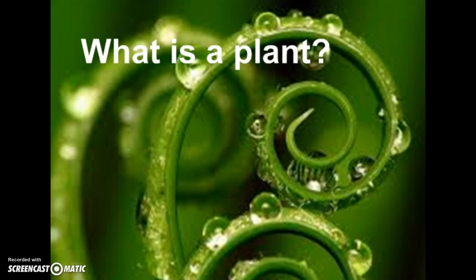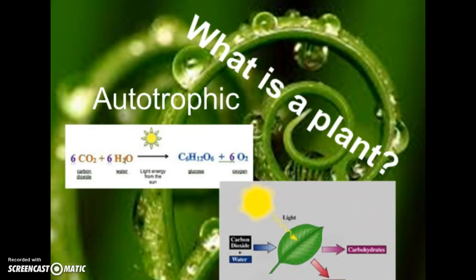First, let's look at what is a plant. How do we classify these organisms into one category called plants? First, plants are autotrophic. As you recall from earlier lessons, autotrophic means that they are self-feeding. They do this through the process of photosynthesis, where they take carbon dioxide and water together with energy from the sun to form glucose and oxygen.